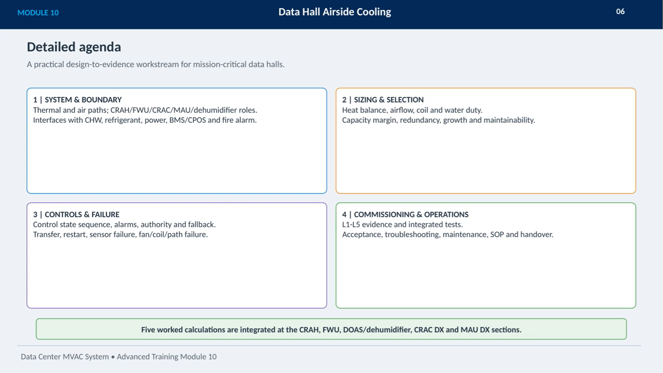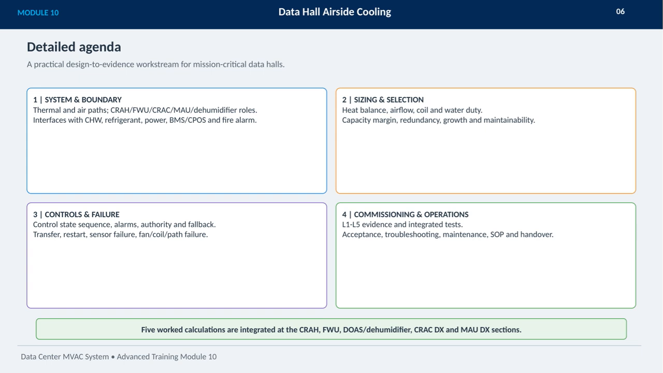We'll also look at how these systems interface with chilled water, refrigerant lines, power, building management systems, and fire alarms. Next, we'll dive into sizing and selection, examining heat balance, airflow, coil, and water duty, along with considerations for capacity margin, redundancy, growth, and maintainability.